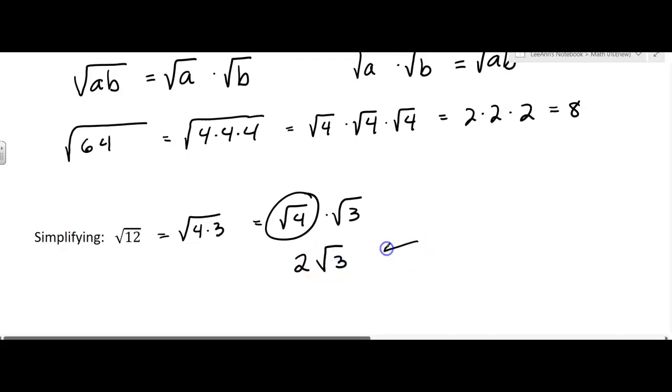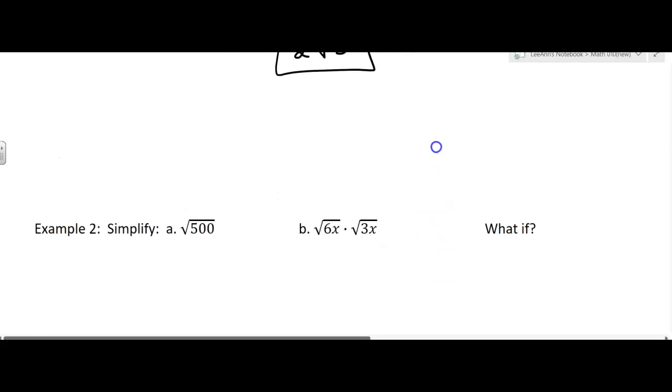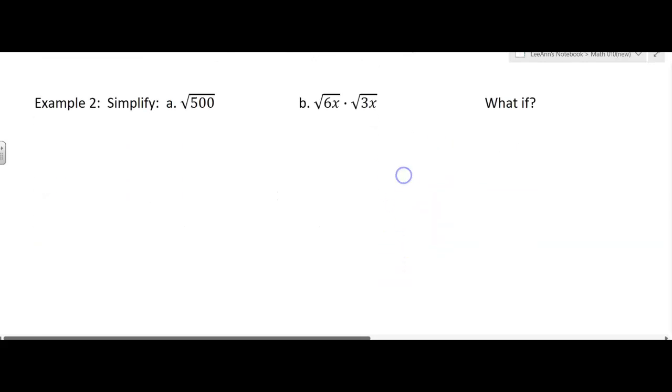This is considered an exact answer. It's not a decimal approximation. So sometimes we want the exact answers, especially in math. We do that a lot. Sometimes we want a decimal approximation. All right, so let's look at some examples here.